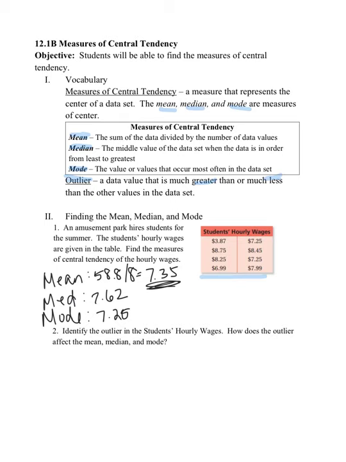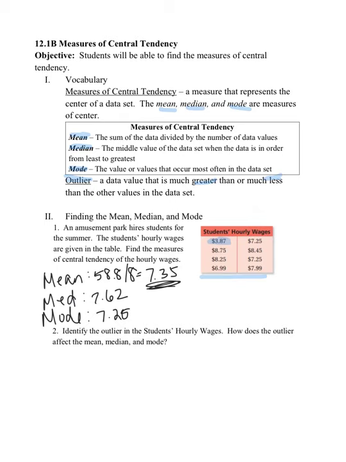$7.35. In number 2, it says identify the outlier in the students' hourly wages. How does the outlier affect the mean, median, and mode? So in this one, your outlier is going to be this value right here, $3.87. That's the outlier because it is far off of all the other numbers. They're centrally located around $7 and change.